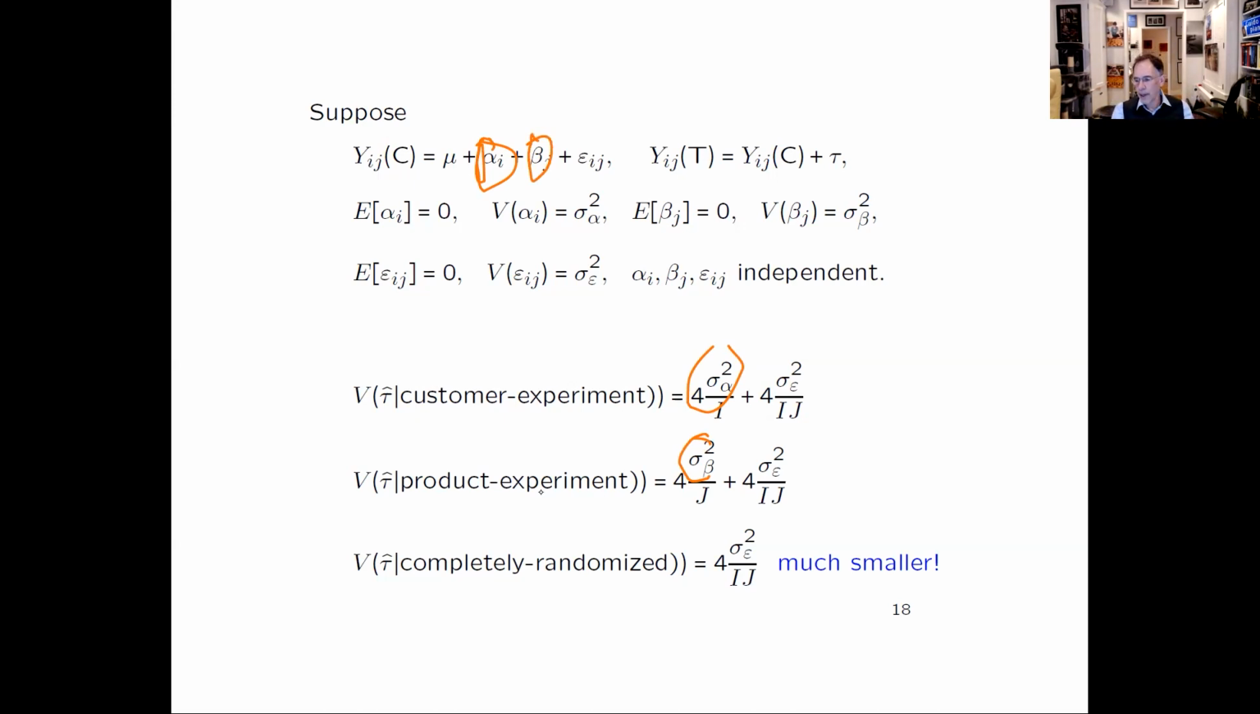But if we do a completely randomized experiment, both the alphas and the betas cancel out in the comparison, because we balance things within customers as well as within products. And the leading term now is of the order 1 over capital I times capital J, and it depends just on the variance of this idiosyncratic term. So we get a much more efficient estimator for the overall average effect in this setting, where there's no interference between the products, and no spillovers within products.